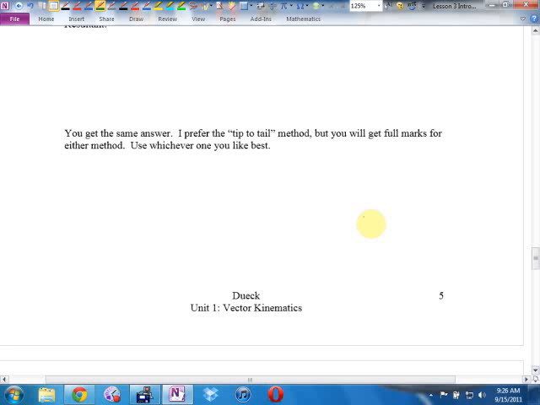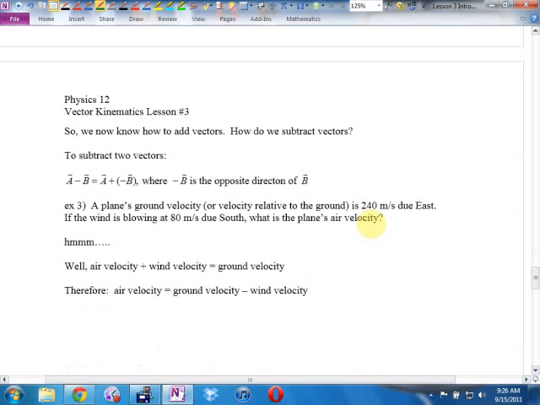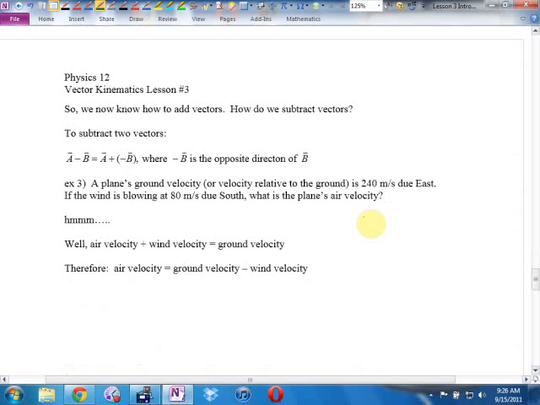Mr. Redman, how do we add vectors together? Draw them? How do we subtract vectors? It's a trick question. We don't. That's the short answer. Instead, we add the opposite. If you want me to take vector A, take away vector B, what I'll do instead is going, that's the same as vector A plus negative vector B, where negative vector B is vector B, but with the arrow on the other end.